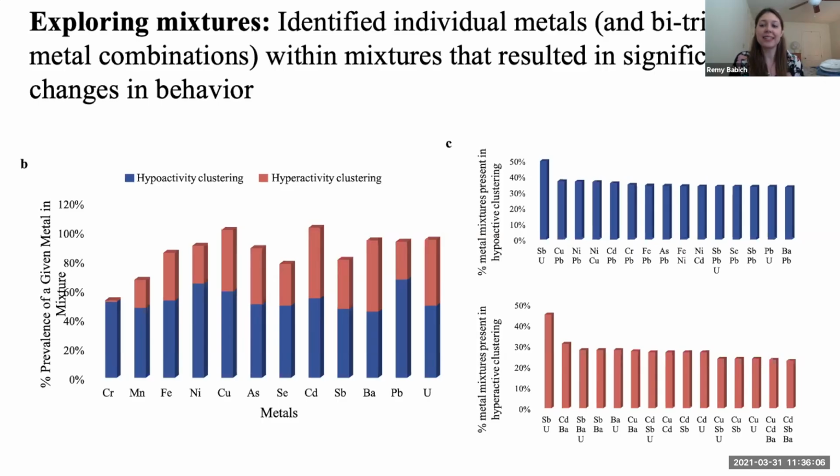Lead was found in 67% of the metal mixtures that were associated with hypoactivity and was present in 10 out of the 15 small mixtures found associated with hypoactivity. Uranium was in 45% of metal mixtures associated with hyperactivity. Also, uranium and antimony were the top bipartite combination found in metal mixtures associated with both hyper and hypoactivity. And arsenic was present in 50 and 38% of metal mixtures responsible for hypoactivity and hyperactivity.